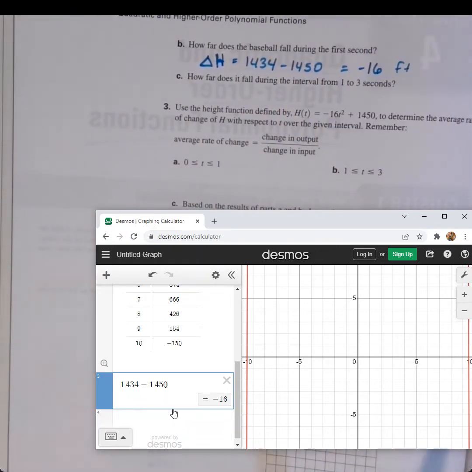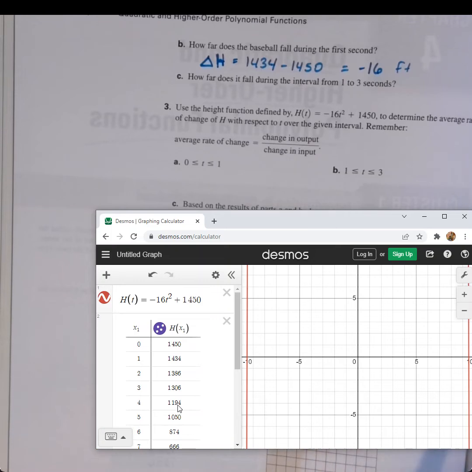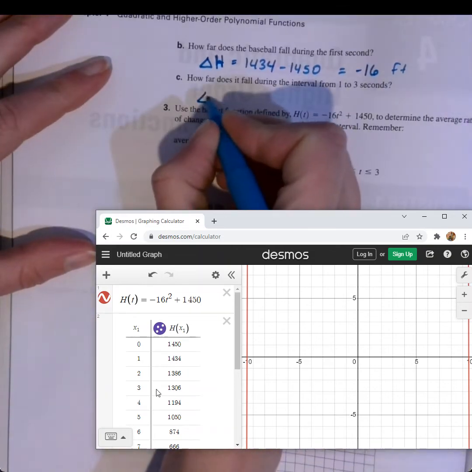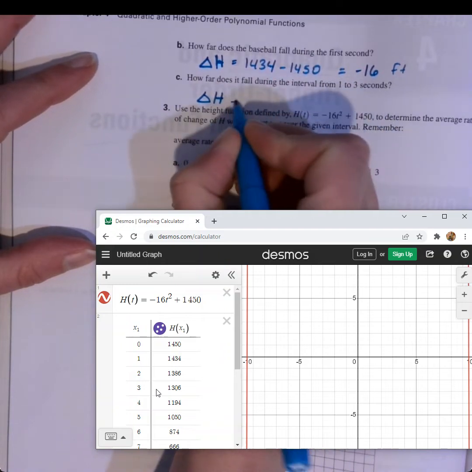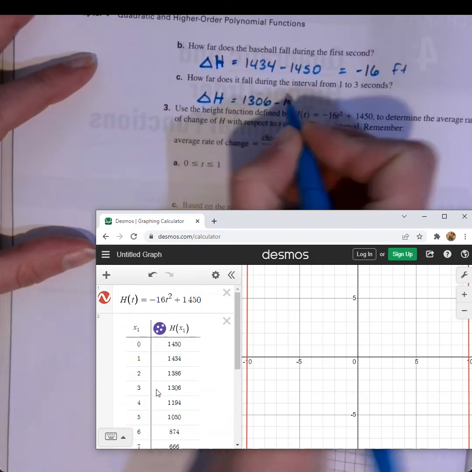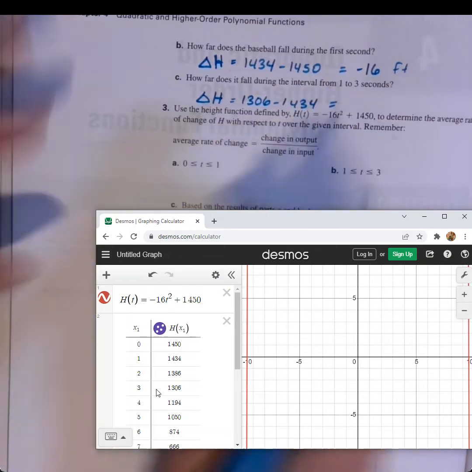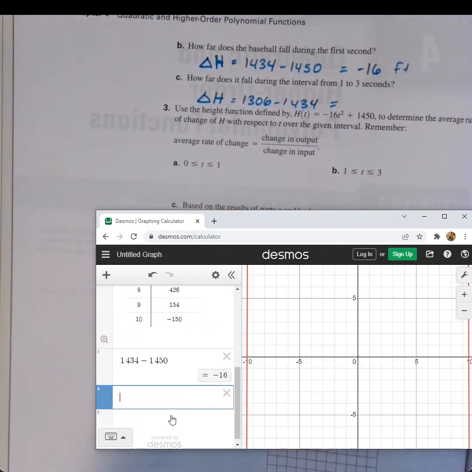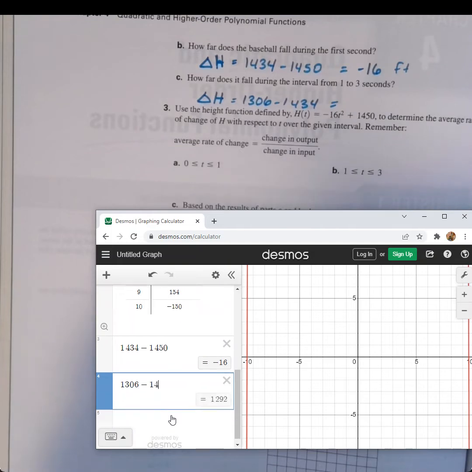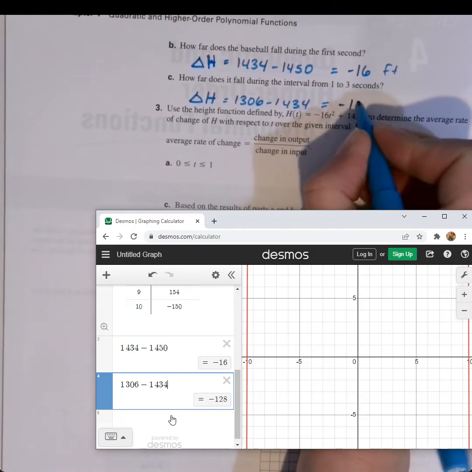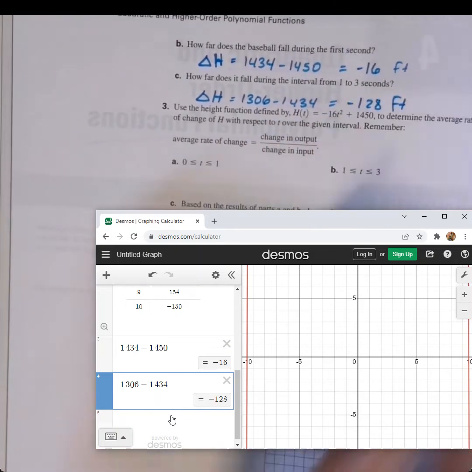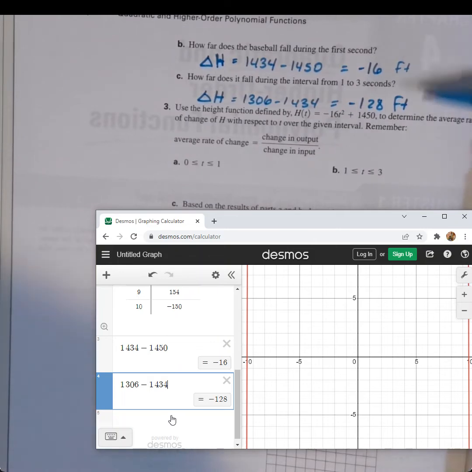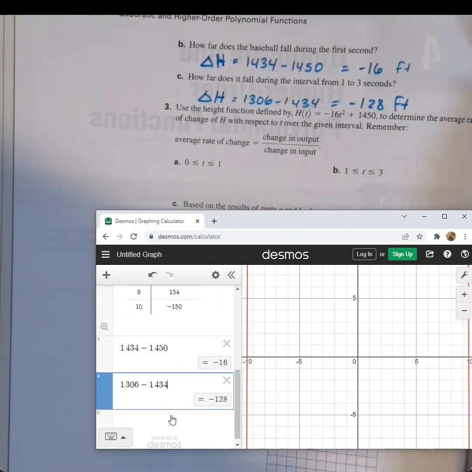Then it asks us how far it falls over the interval from 1 to 3 seconds. Okay, so at 1 second, my height was at 1434. At 3 seconds, my height was at 1306. So we're going to do 1306 minus 1434 and compute the difference here. And it fell a lot further. It fell 128 feet.